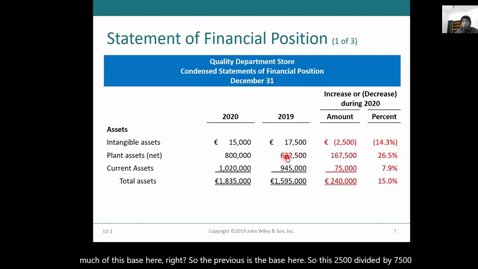Similarly, for the plant asset, you see here is an increase. So this increase divided by this base gives us this percentage, right? 75,000 divided by 945,000 actually gives us this percentage. So this actually says that our total assets have overall increased by 15%, such that our intangible assets have decreased by 14%, plant assets have increased by 26%, and current assets have increased by 7.9%. So although the total assets have increased by 15%, it's not that every asset is increased by 15%. So the composition of the asset is actually changed.